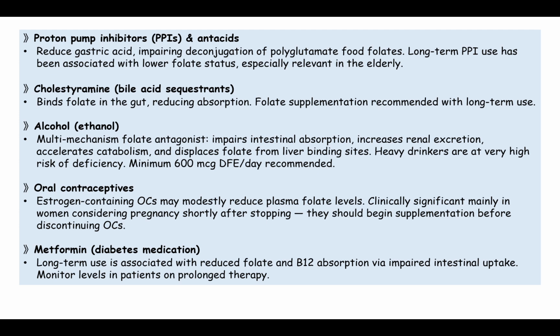Additionally, other clinically relevant interactions are also important to recognize. Proton pump inhibitors and antacids reduce gastric acidity, which can impair the deconjugation of polyglutamate food folates. Long-term use has been associated with lower folate status, especially in elderly patients. Cholestyramine, a bile acid sequestrant, can bind folate in the gut and reduce absorption, so folate supplementation is recommended with long-term use. Alcohol or ethanol is described here as a multi-mechanism folate antagonist. It impairs intestinal absorption, increases renal excretion, accelerates catabolism, and displaces folate from the liver binding sites.